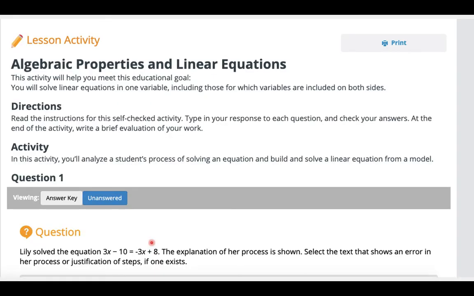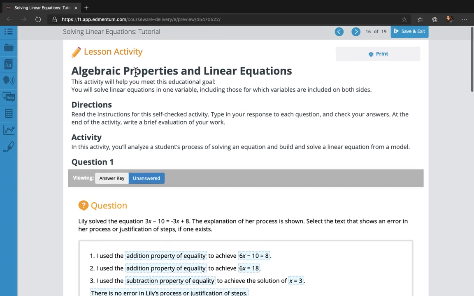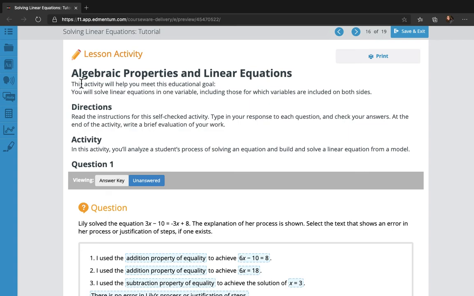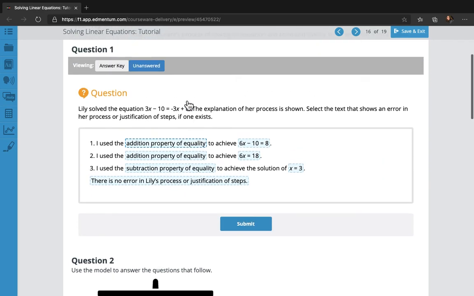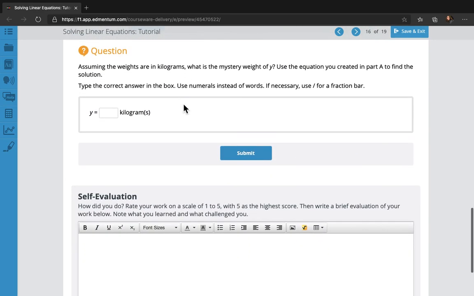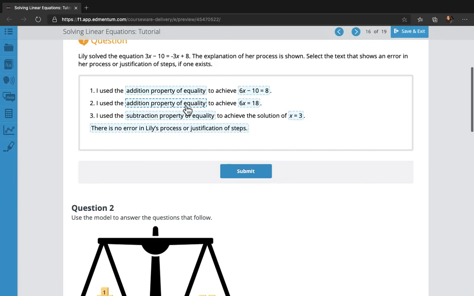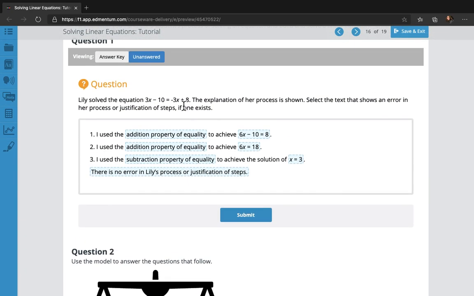All right, the last part of today's lesson is completing this lesson activity. This is all on Edmentum. Looking at Edmentum, it says this activity will help you meet this educational goal. Again, what we did was solve linear equations in one variable, including those for which variables are included on both sides. There's a total of some questions, and there's question 1 right here.